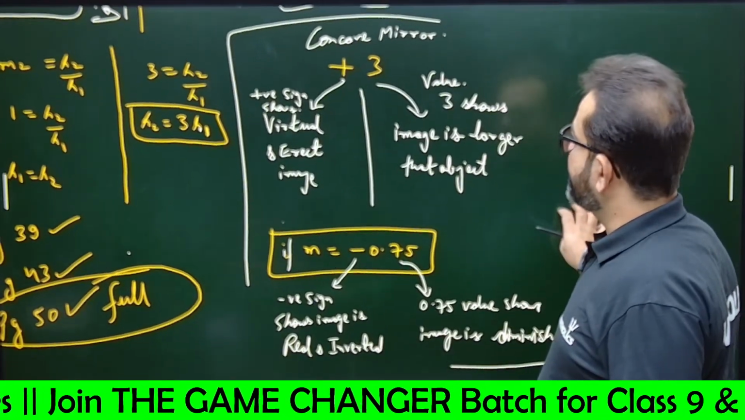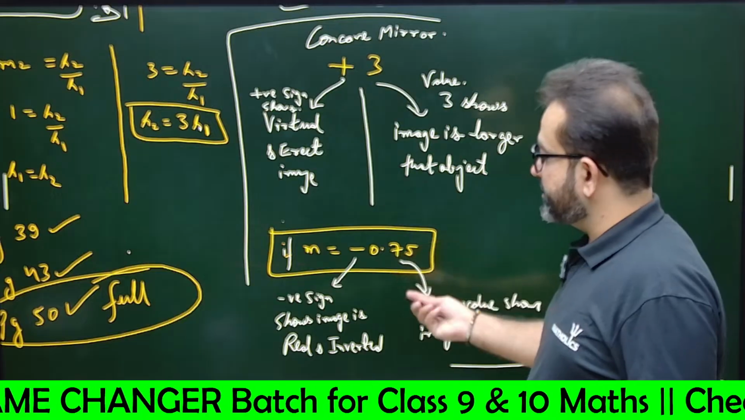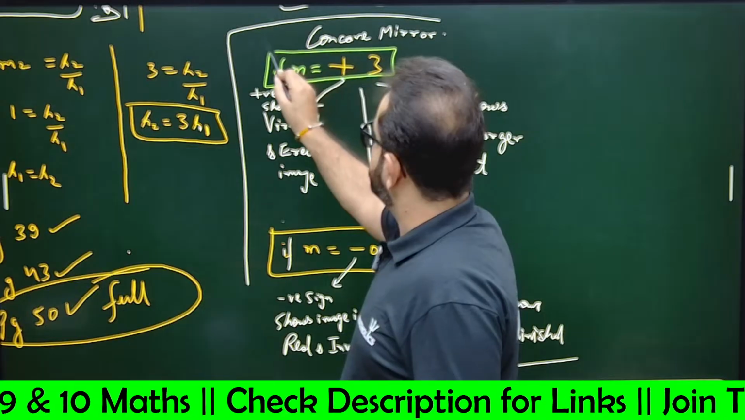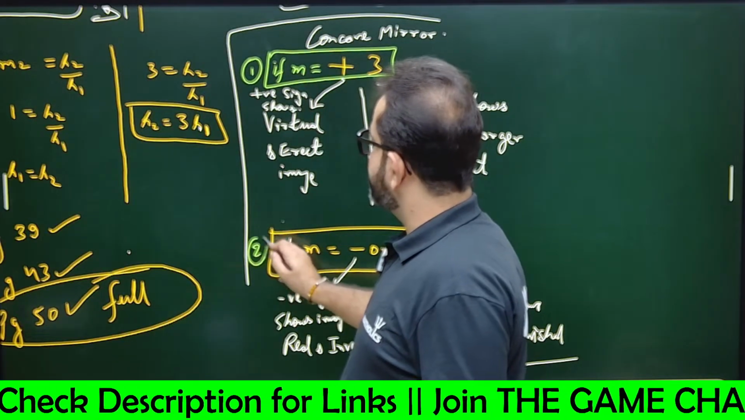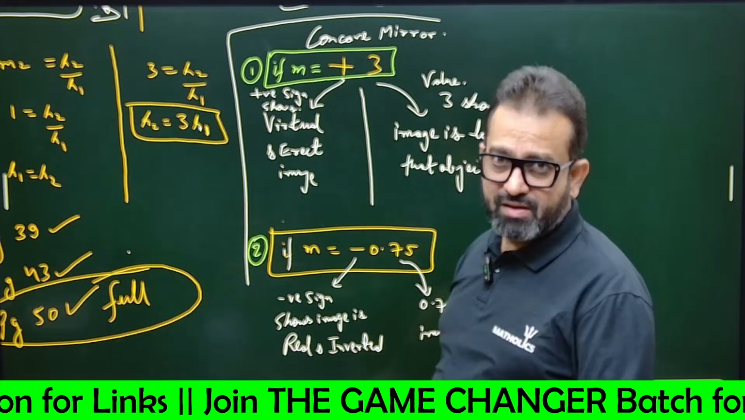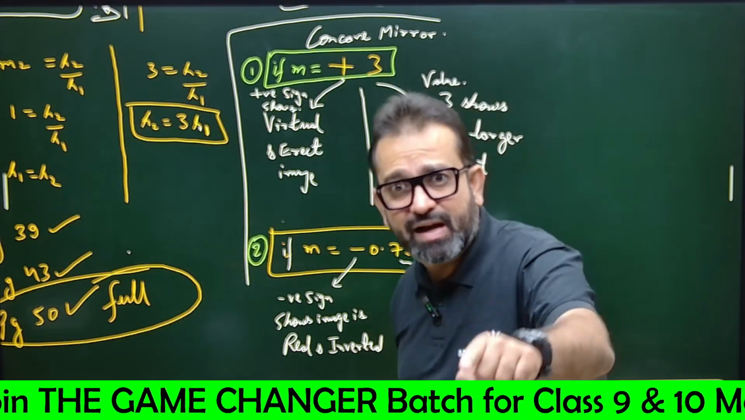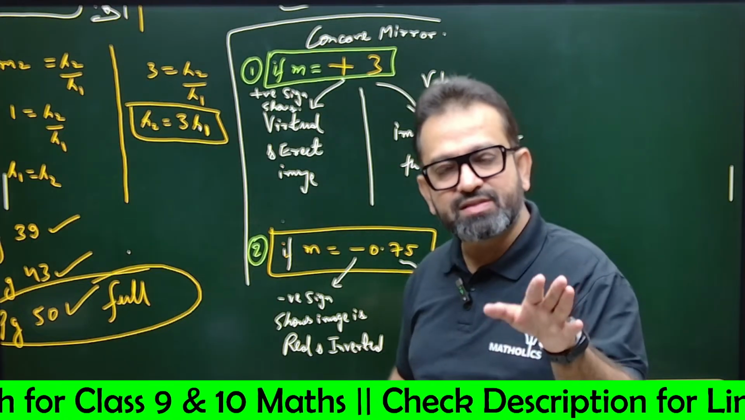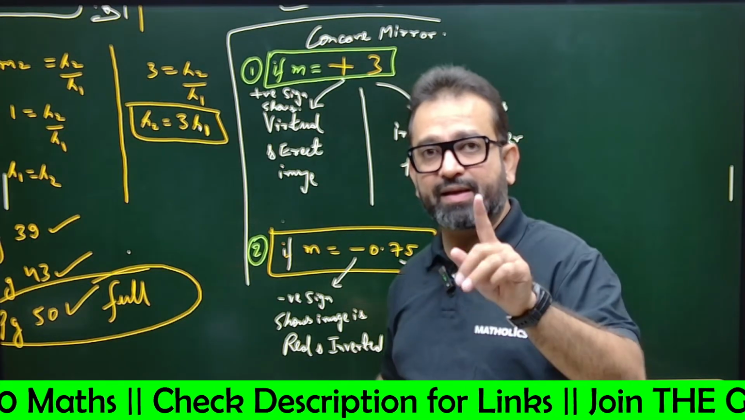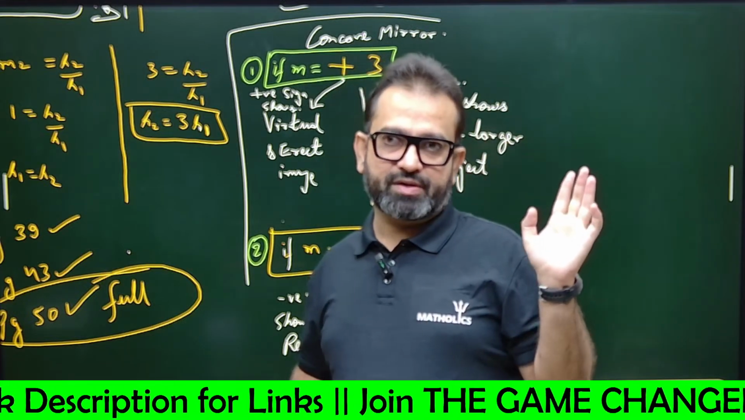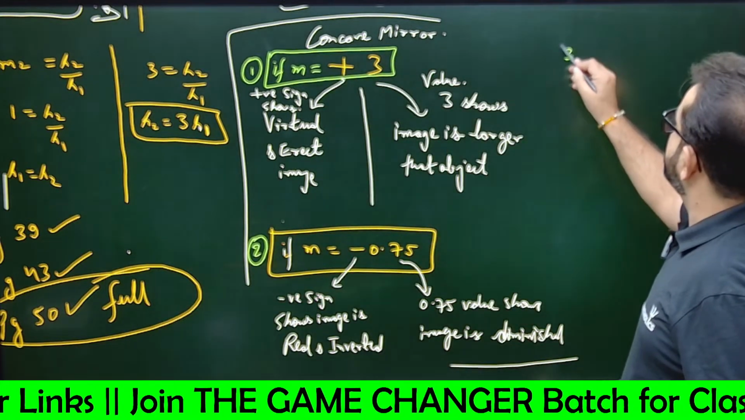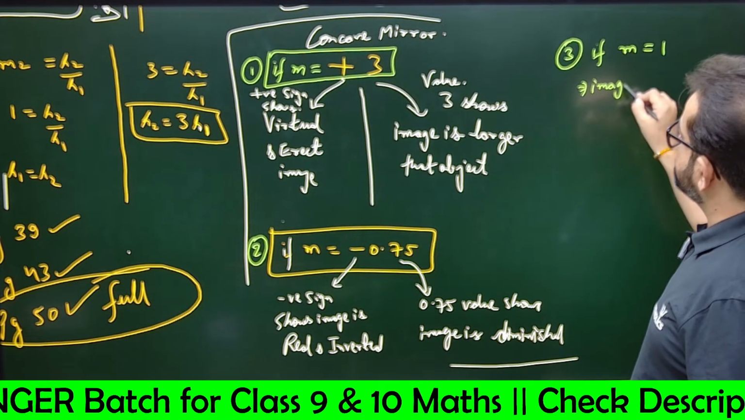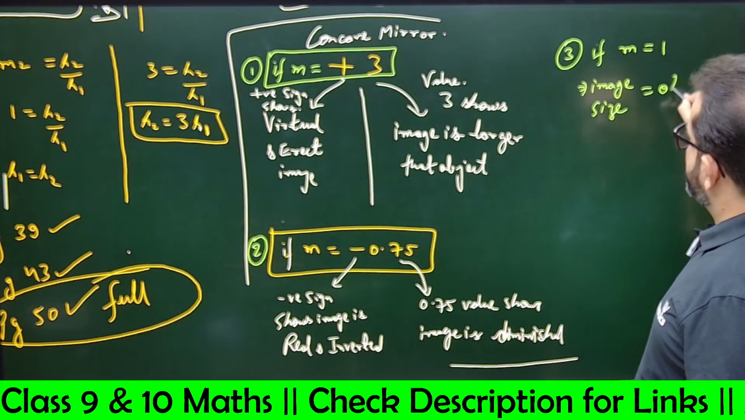Case number 2, if magnification is minus 0.75. First case is m equals +3. Second case is if m equals minus 0.75. Minus sign in magnification means image is real and inverted. 0.75 means it is less than 1. Magnification less than 1 means image is diminished, smaller. If magnification is 1, image is of the same size as the object, right? Case number 3, if magnification equals 1, it implies image size is equal to object size.